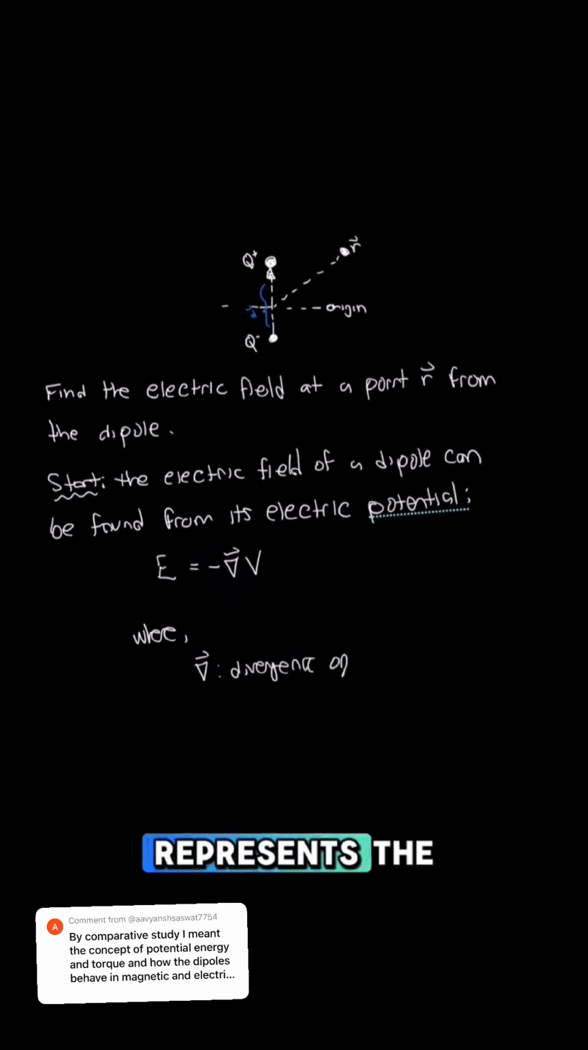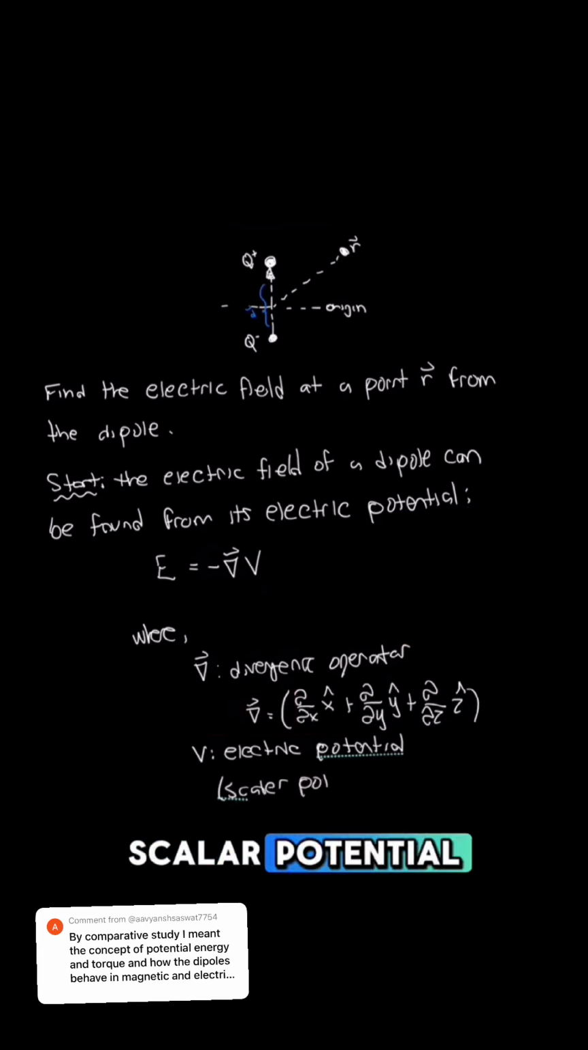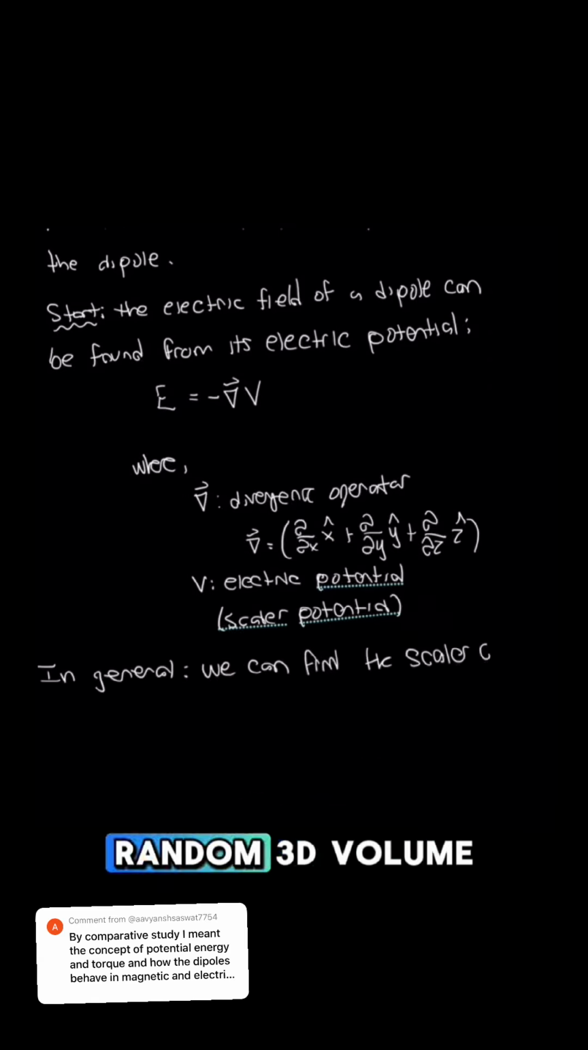where del vector represents the gradient operator, given by this, and V is the electric potential, also called the scalar potential. In general, we can find the scalar potential of a random 3D volume of charge.